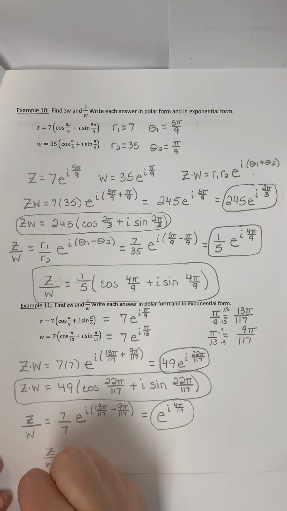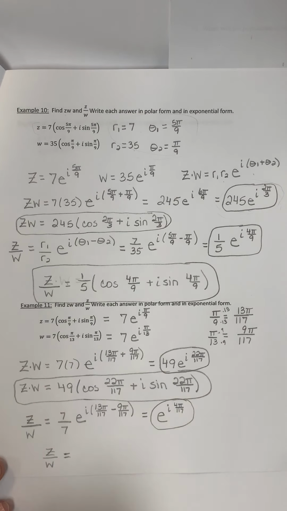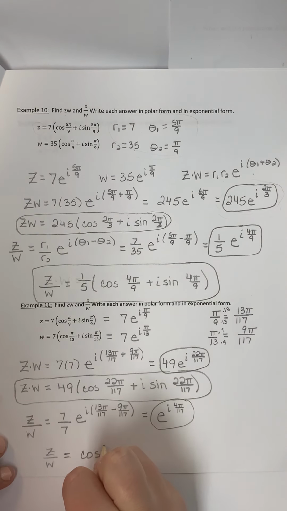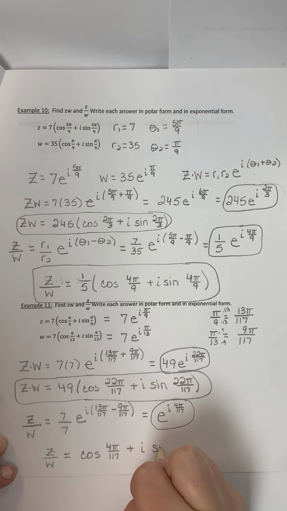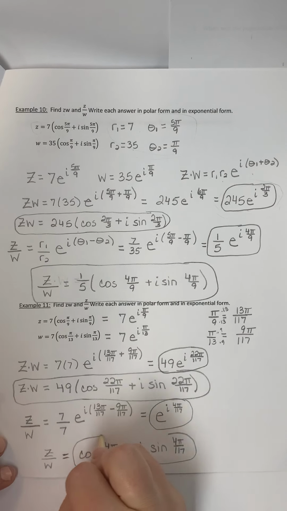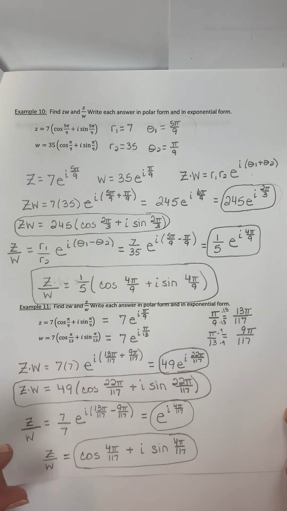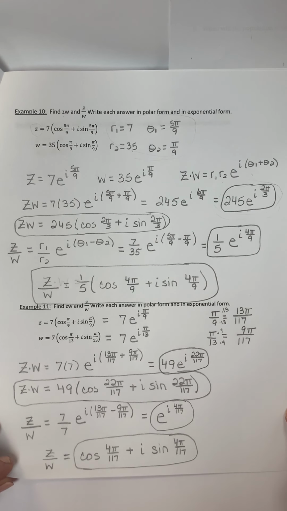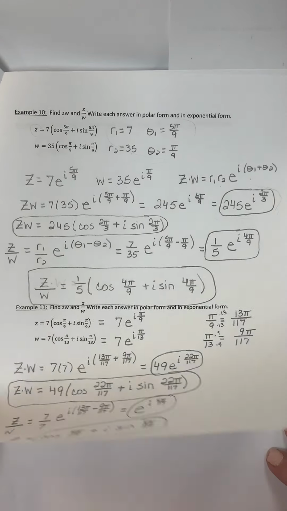Now, if I were to write the polar form, I don't have an r out front, so you don't have to put parentheses, or you could, it's up to you. Cosine of 4 pi over 117 plus i sine of 4 pi over 117. And there we go. Hopefully you're realizing it's not as bad as you might have thought it was. It's just a formula. You're just plugging in the numbers. It's not hard, but you do need to practice and make sure you're comfortable.